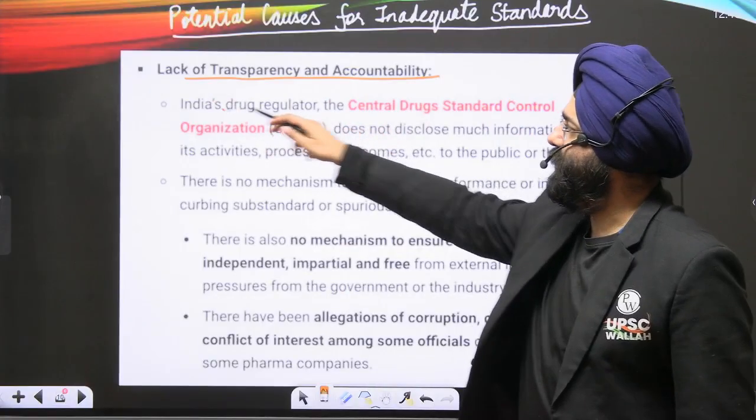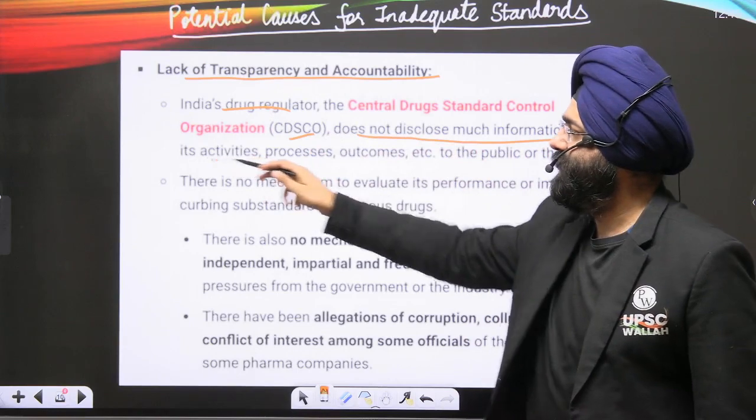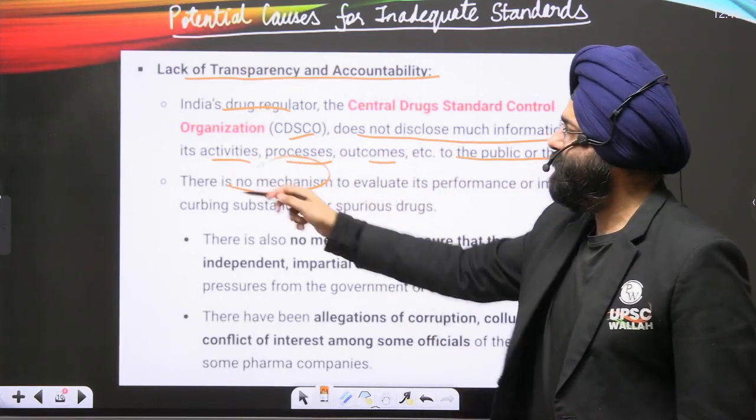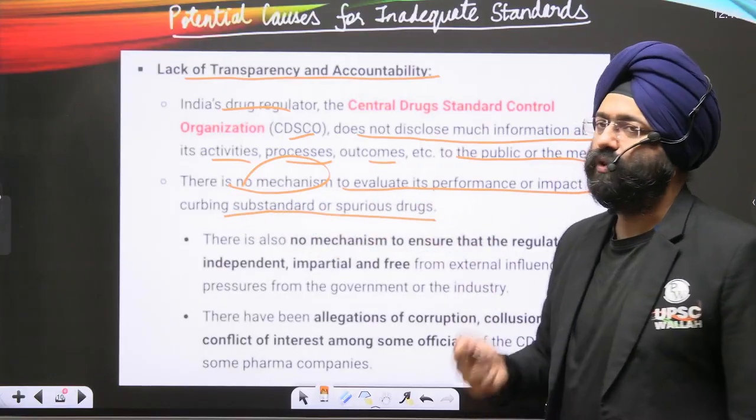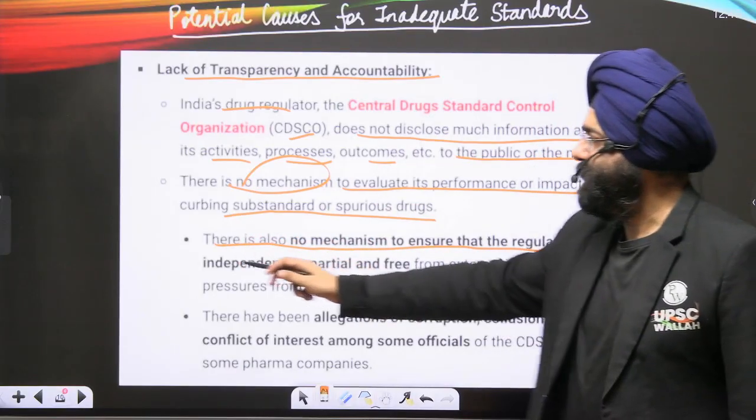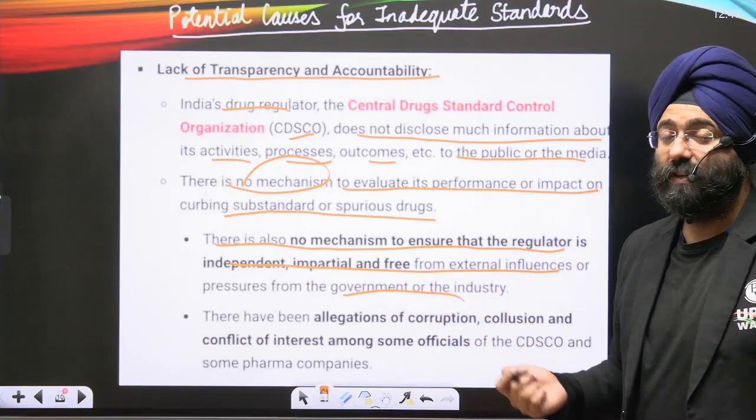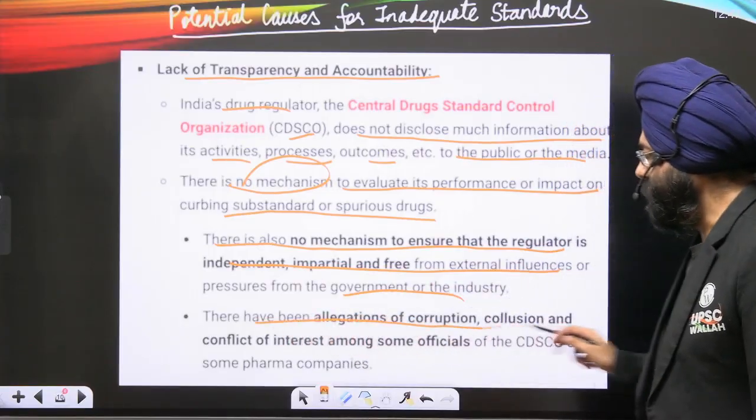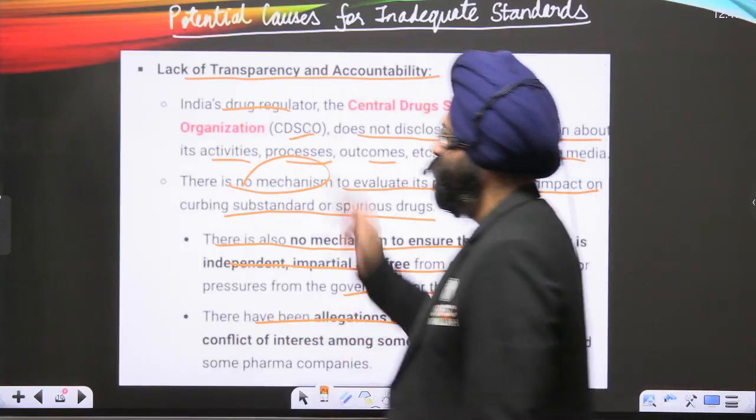The drug regulator, the CDSCO, does not disclose much information about its activities, processes, outcomes to the public or the media. There is no mechanism to evaluate its performance or its impact on curbing substandard or spurious drugs. There is also no mechanism to ensure that the regulator is independent, impartial, or free from external influence or from pressure from the government or, for that matter, the pharmaceutical industry itself. So there have been allegations of corruption, collusion, conflict of interest among the officials in this regulator itself.